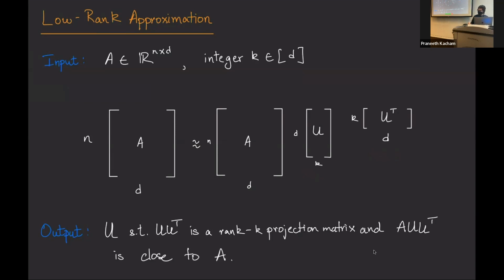The vectors that will be of interest will be the rows of A. So the operation that U transpose is doing is taking each row of A and mapping it to a lower dimensional subspace. And we want the resulting matrix. If we compute the product U times U transpose times A, we'll get a rank k matrix, and we want this rank k matrix to be close to A. I'll make precise in what sense in just a bit.